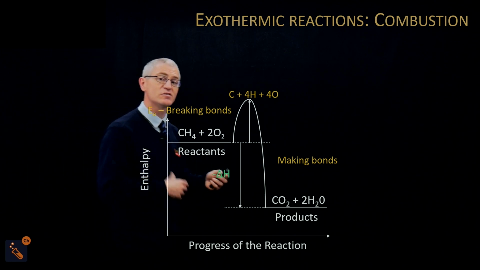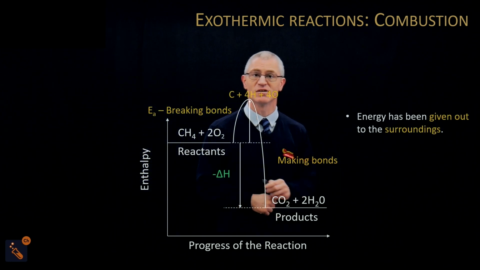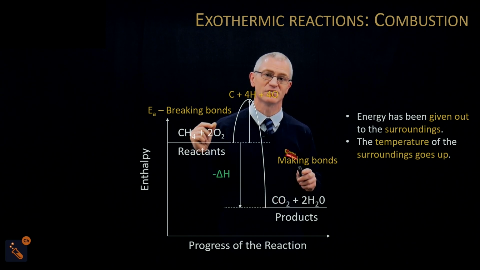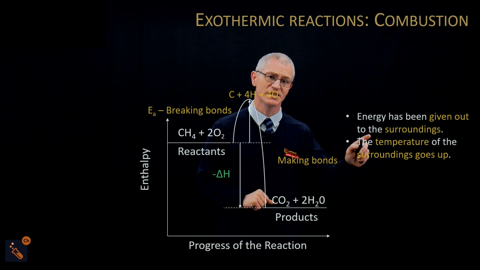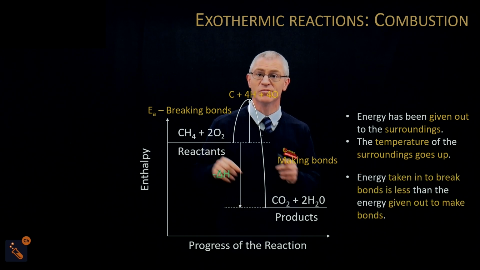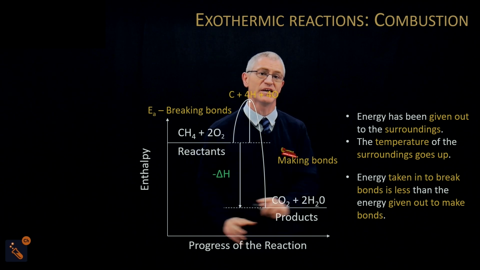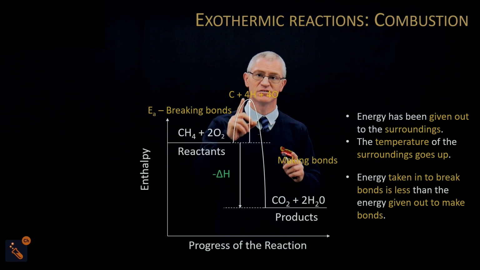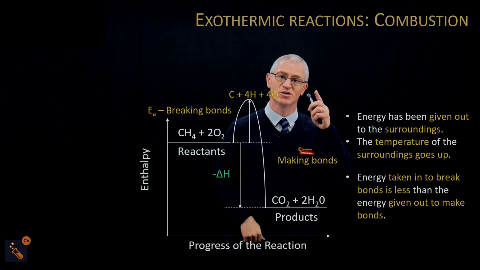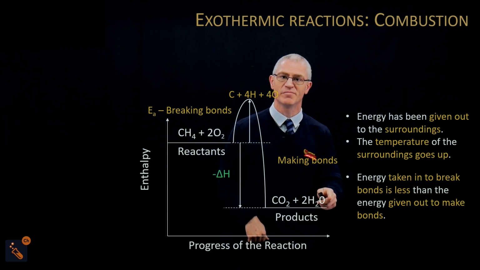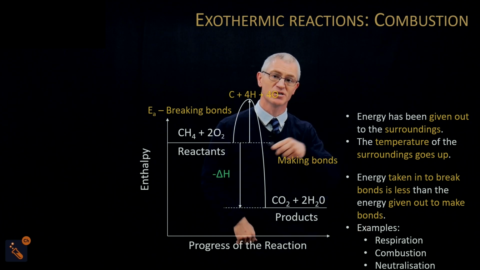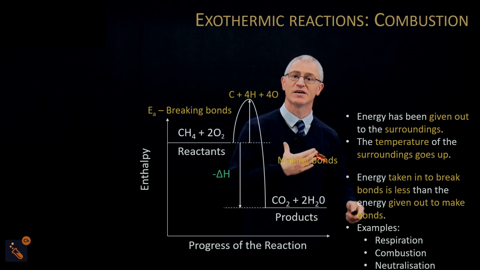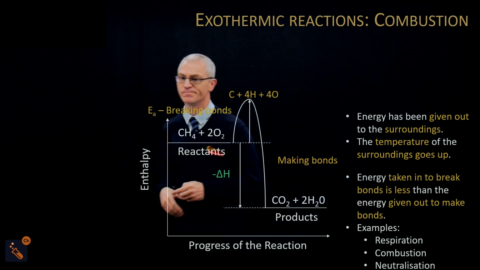But for now, let's just remind ourselves of this exothermic. Energy is given out to the surroundings. That's the chemical energy within these chemicals. And then the temperature of the surroundings goes up as a result, because all this energy here is given out to the surroundings, and warms them up. And then the energy taken in to break the bonds is much less than the energy given out when the bonds are made. And your examples are combustion, as we've got here, or respiration in our cells and things like that, and neutralization, which is in another video.